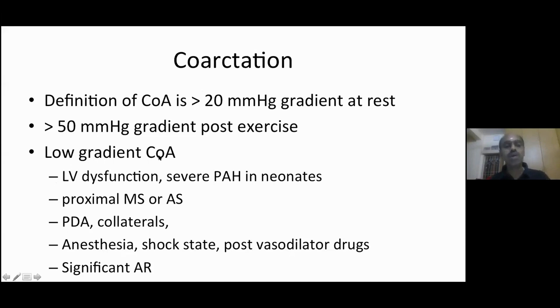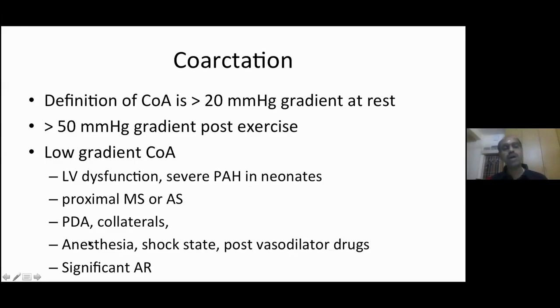So in other words, low gradient coarctation will happen whenever there is left ventricular dysfunction, whenever there is severe pulmonary hypertension in neonates, where, with a high pulmonary vascular resistance, the forward drive of the cardiac output through the left atrium, left ventricle and ascending aorta reduces in these severely hypertensive neonates. So these patients may have low gradient. Whenever there is severe proximal mitral stenosis or aortic stenosis as in Shone's syndrome, you will have low gradient coarctation. When you have PDA or collaterals, you may have low gradient coarctation.